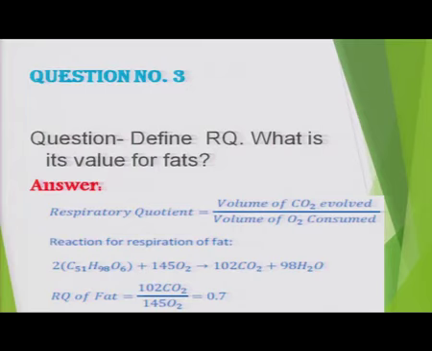In fat and protein, their oxidation requires a greater amount of oxygen. Here, the reaction is: tripalmitic acid, that is a fatty acid, requires 145 oxygen for oxidation. So, for the oxidation of fat as well as protein, it requires much more oxygen in comparison to carbohydrate like glucose. So, the RQ of fat is less than 1 in comparison to carbohydrate. So, this is the last session's questions.